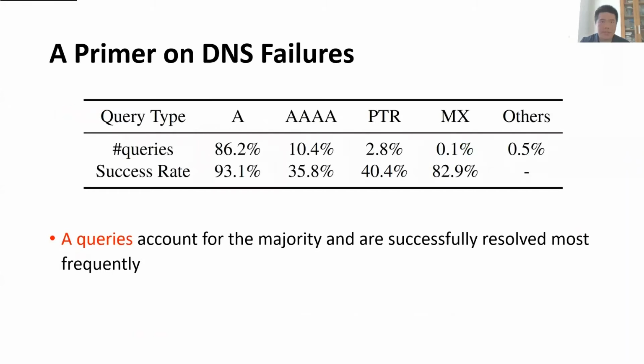Let's move on to the analyses. We begin by simply computing the number and types of failed queries in our dataset. This table shows the percentage of query types alongside the overall success rate. We present the 4 most popular query types.